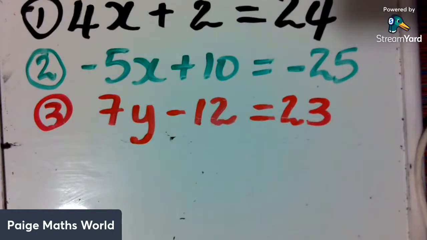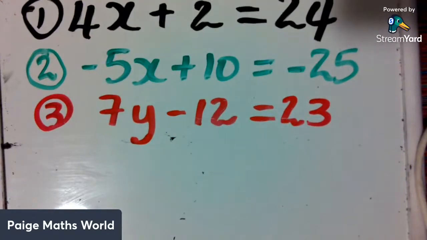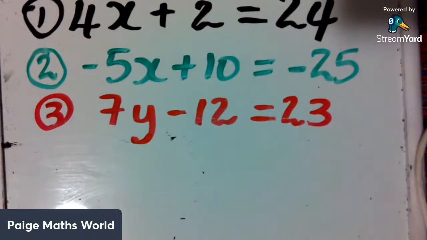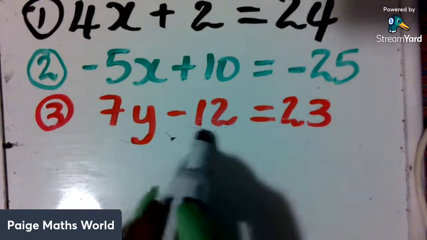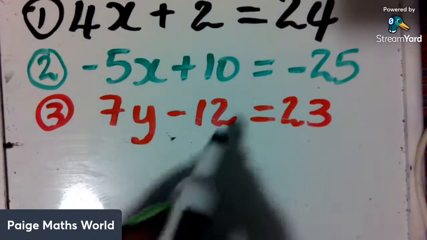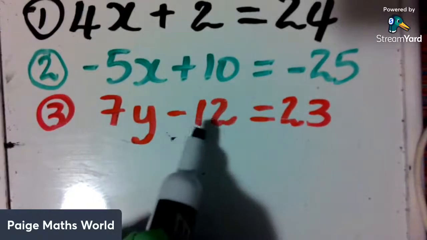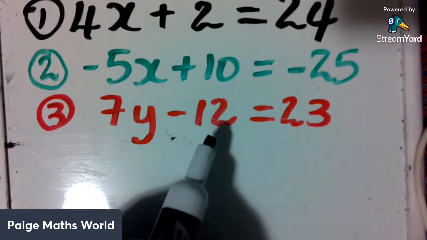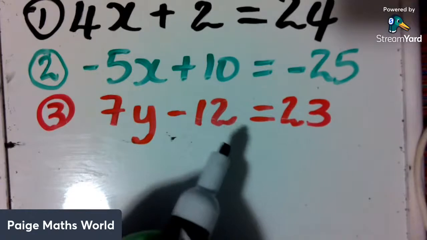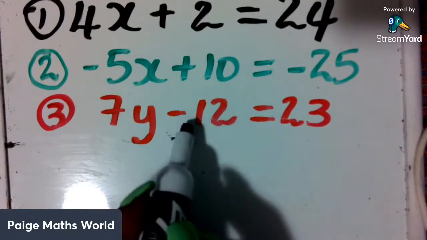Waiting. What is my first step, guys? Raymond? You have to get rid of the bodyguard. So what is the bodyguard doing? Remember, the bodyguard is what is attached to your variable and the number. So the bodyguard is being subtracted, right? Right, Raymond. So it's a subtraction.